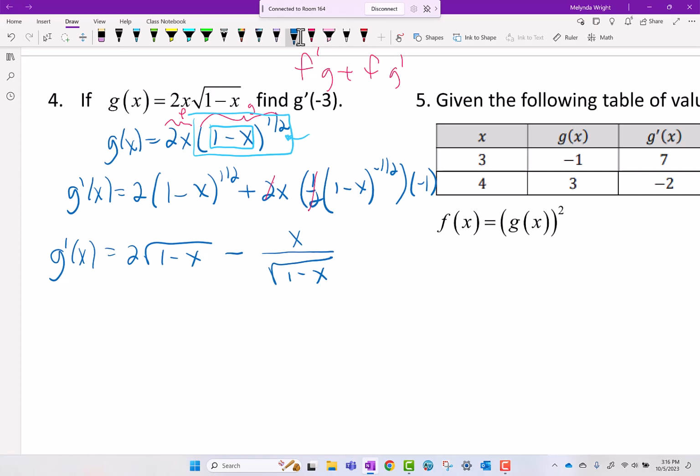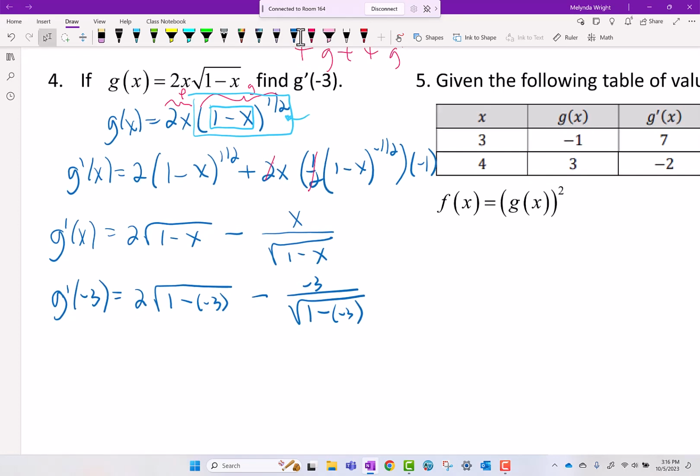Okay, so now let's plug in the negative 3. g prime of negative 3 equals 2 square root of 1 minus negative 3, minus negative 3 over square root of 1 minus negative 3. I'm just substituting into the derivative. Now all I'm going to do is clean up and do my arithmetic. So that's 2 times the square root of 1 minus a minus, that's plus 4, minus negative 3 over, what is that, 1 plus 3? Oh, that's also a 4.